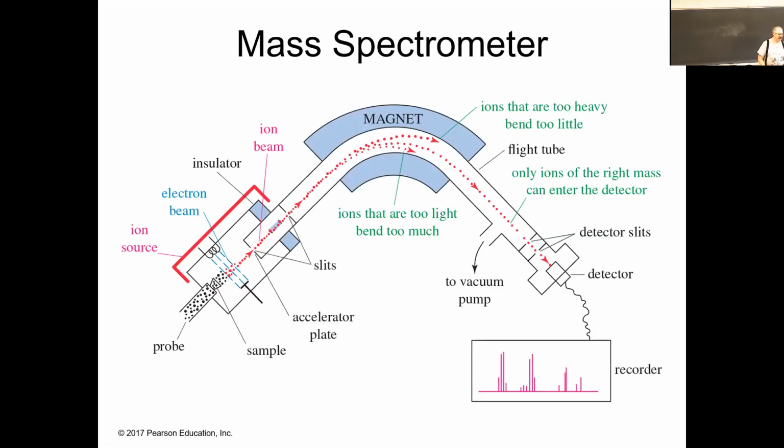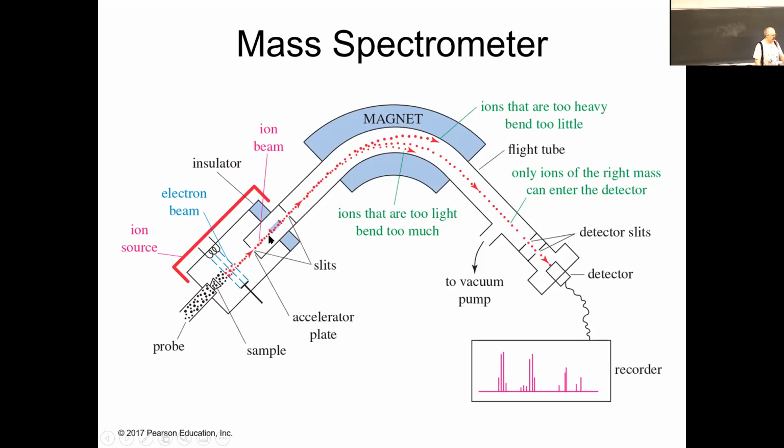Okay, there are several designs of mass spectrometers. This is the magnetic sector. And here we have a probe where we put the sample. We heat it up. This is under very high vacuum. And so the sample is swept into the gas phase, and it's shot with electrons.